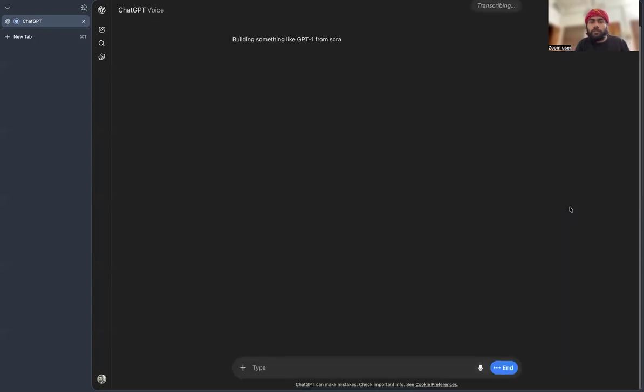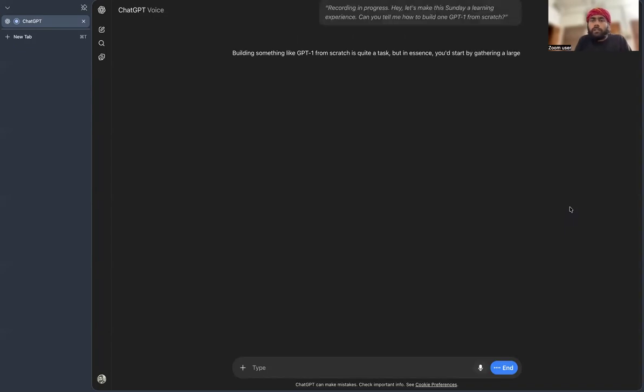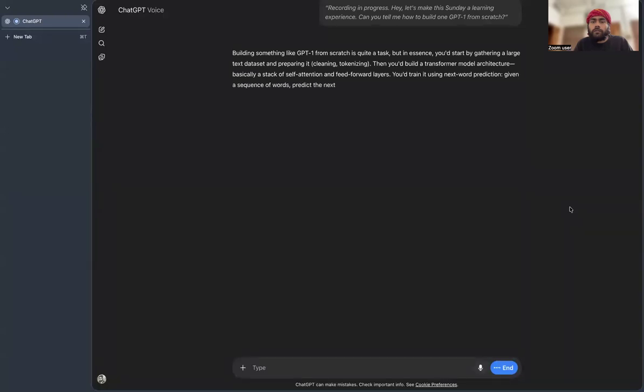Building something like GPT-1 from scratch is quite a task, but in essence, you'd start by gathering a large text data set and preparing it, cleaning, tokenizing. Then you'd build a transformer model architecture, basically a stack of self-attention and feed-forward layers. You train it using next word prediction. Given a sequence of words, predict the next one. You'll need a lot of compute. Originally, GPT-1 took GPUs. Finally, you'd evaluate it on language tasks to check its learning patterns. Not a Sunday afternoon project, but it's fun to understand the steps.